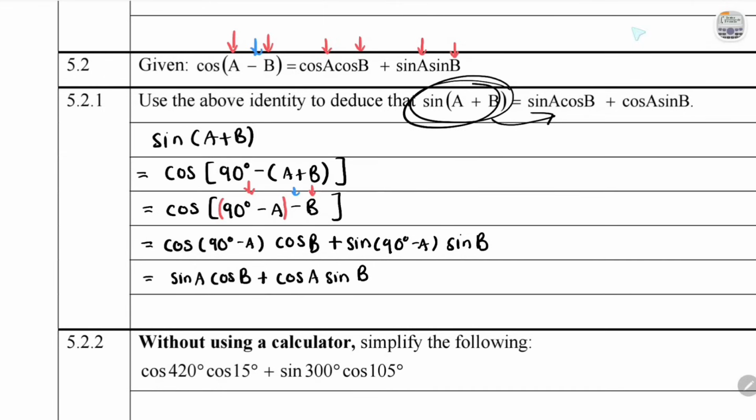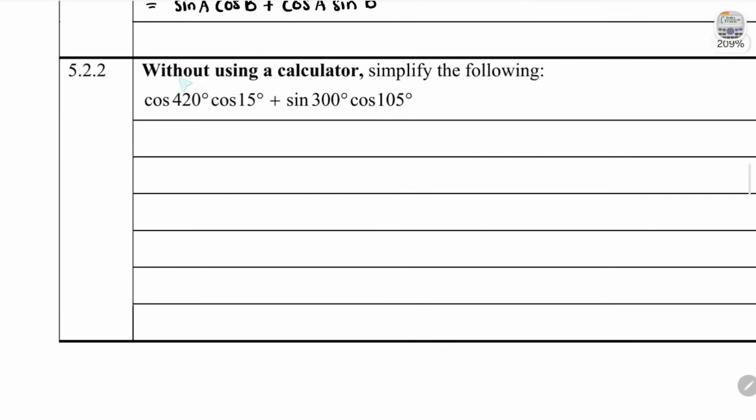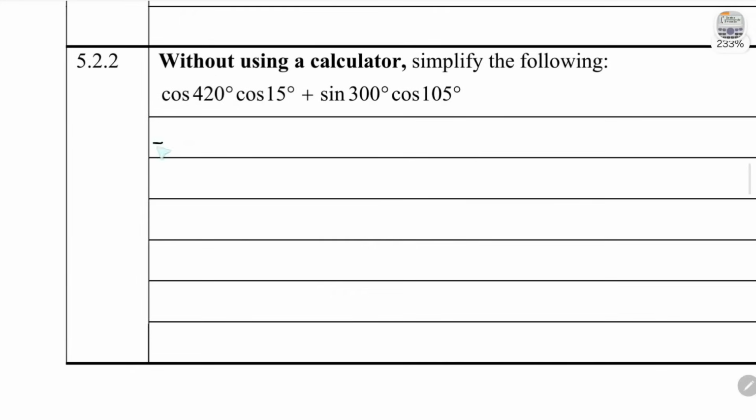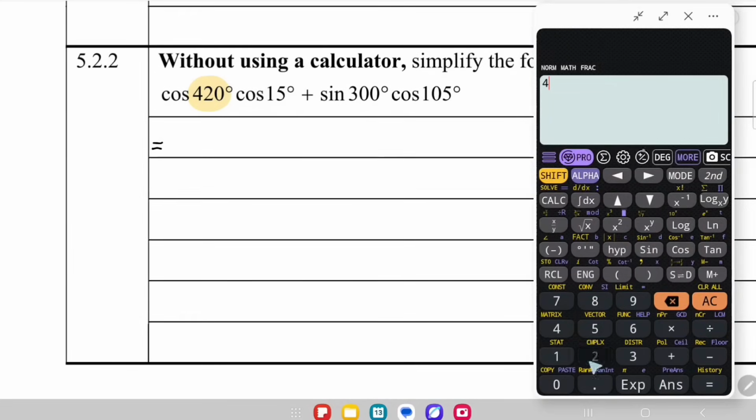Question 5.2.2 says, without using a calculator, simplify the following. So we have cos 420 degrees and cos 15. We can go ahead and start reducing these. So 420 degrees is an angle that is greater than 360 degrees. Whenever we see angles like this, we simply subtract 360 degrees from it. If it's greater than 360, minus 360. If it is negative, add 360. And we get 60 degrees, which is great.